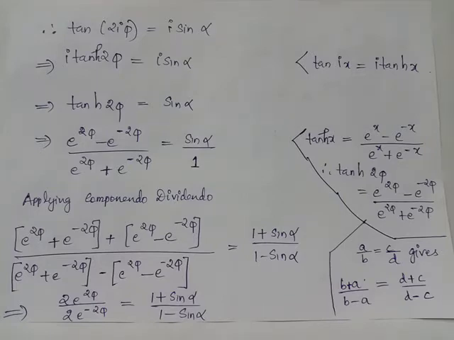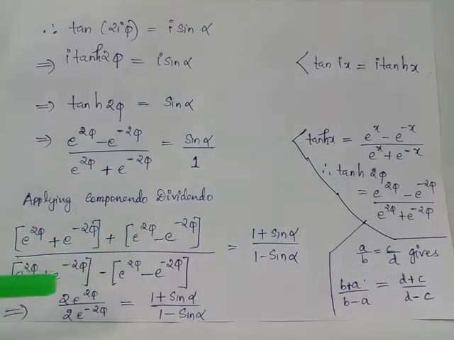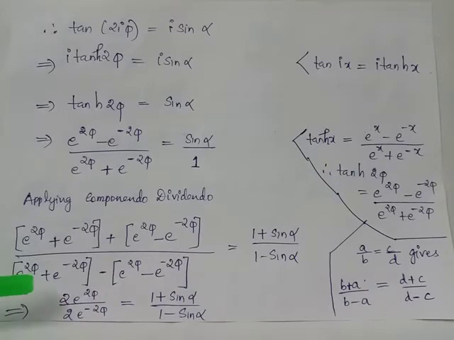We know the componendo and dividendo rule, which says that whenever two ratios are equal, a/b = c/d, we have (b + a)/(b − a) = (d + c)/(d − c). That is, for both ratios, we can equate denominator plus numerator upon denominator minus numerator. When componendo and dividendo is done here in LHS and RHS, we have this expression, and here e^(−2φ) and negative e^(−2φ) get cancelled in the numerator. We obtain 2 times e^(2φ) in the numerator. In the denominator, we have e^(−2φ) plus e^(−2φ) appearing, and e^(2φ) and negative e^(2φ) get cancelled.